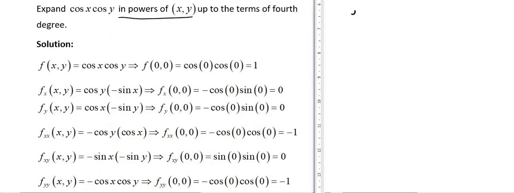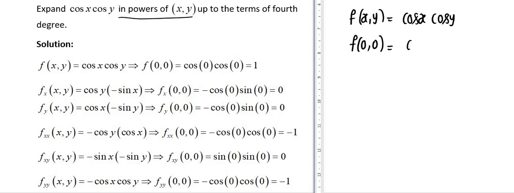The given function is f of x, y equal to cos x into cos y. Find f at 0, 0. That is cos 0 into cos 0. We know the value of cos 0 is 1. That's why f(0,0) is 1.